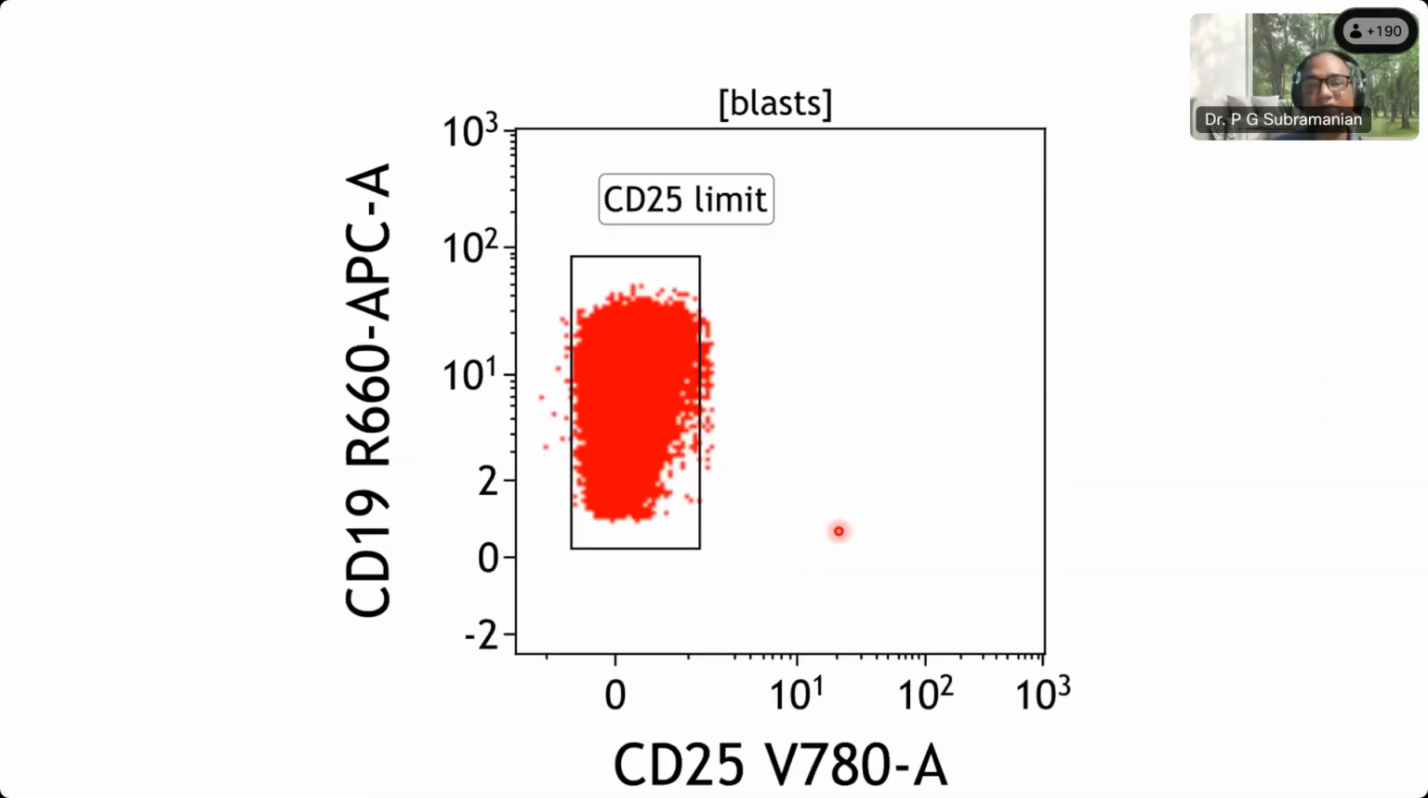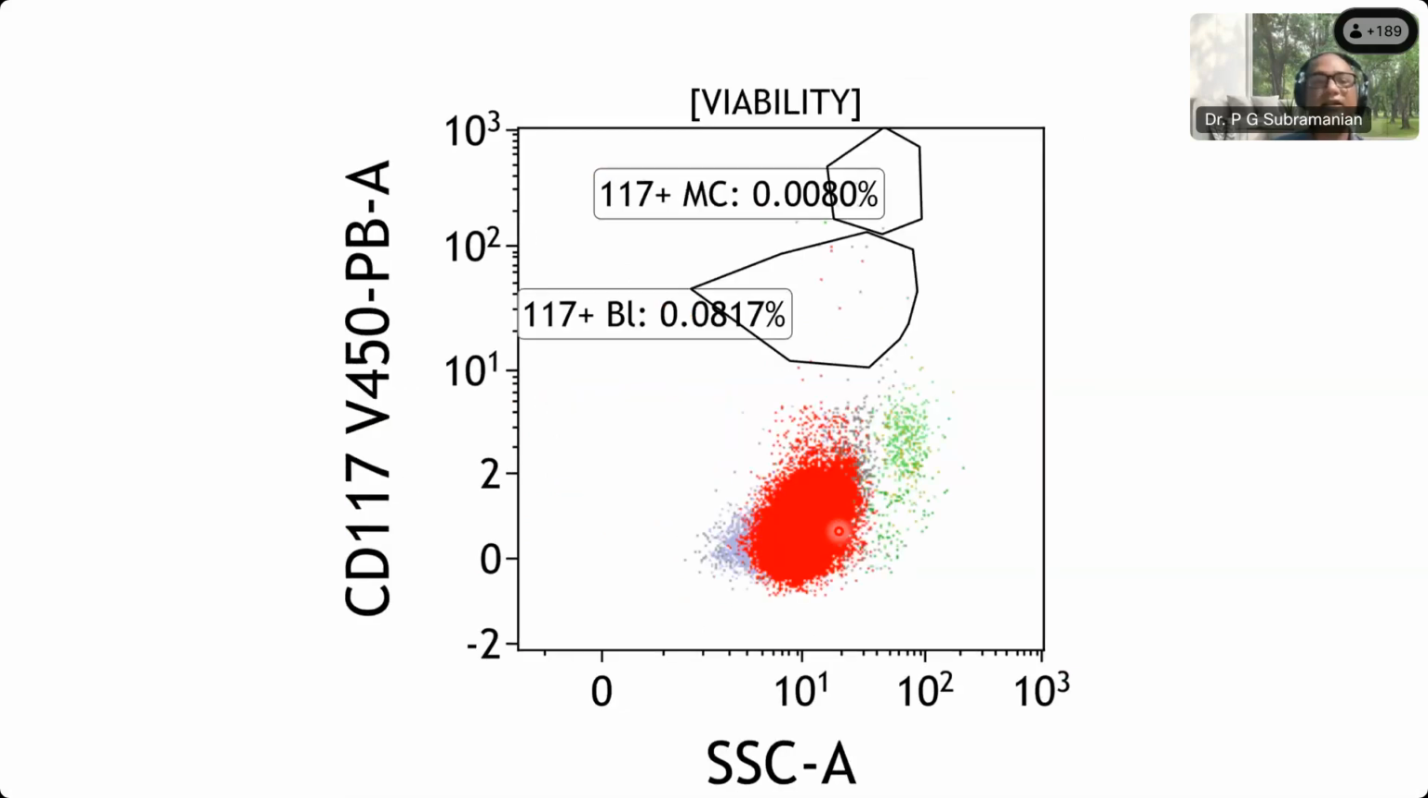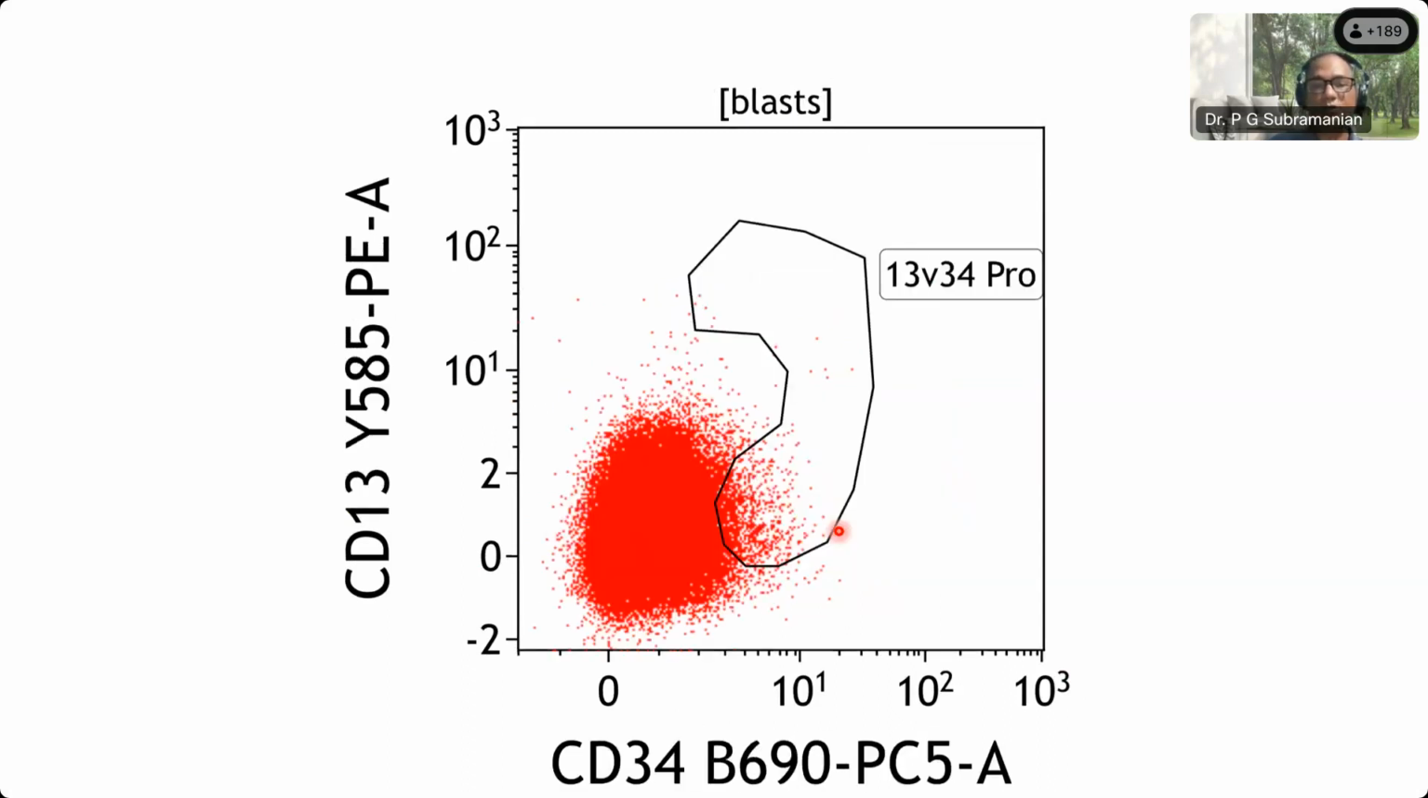CD25 is dim to negative, it is normal. And CD117, we expect it to be negative in lymphoid leukemias. Lymphoid leukemias generally don't show CD117, at least the B lymphoid ones; T lymphoid ones can still show CD117. So CD117 is negative. CD34 was in a very small proportion of cells, and CD117 is negative. CD13 is a myeloid marker again. It is negative.